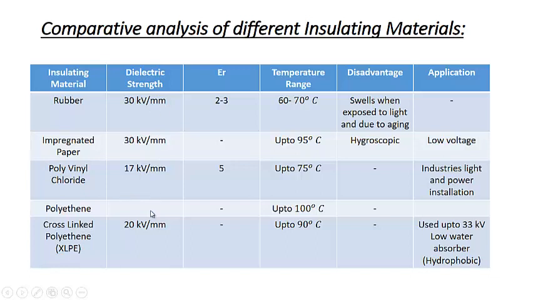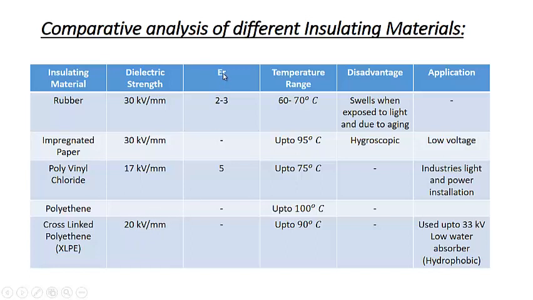The dielectric strength is given like this. This is 30 kilovolt per mm. It's not per centimeter. In case of air, it is 30 kilovolt per centimeter. So rubber has a dielectric strength 10 times that of air. Similarly for the impregnated paper, polyvinyl chloride slightly less. Cross-linked polyethylene slightly less. It may have a similar sort of value, but I don't have the exact value, so I have kept it as it is.